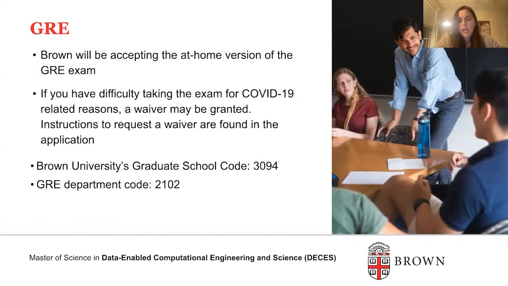And then the GRE, Jennifer did a great job of talking about what the GRE requirement is. Again, the at-home version is acceptable for the GRE if you're having difficulty taking the exam. Waivers may be granted. That's very much on a case-by-case basis. And then the graduate school code is right in front of you. So again, if you're not able to find that code, just let us know. We want to make sure that you don't have any administrative blockades to submitting your application completely, right? So just be in contact if you need any of that information.